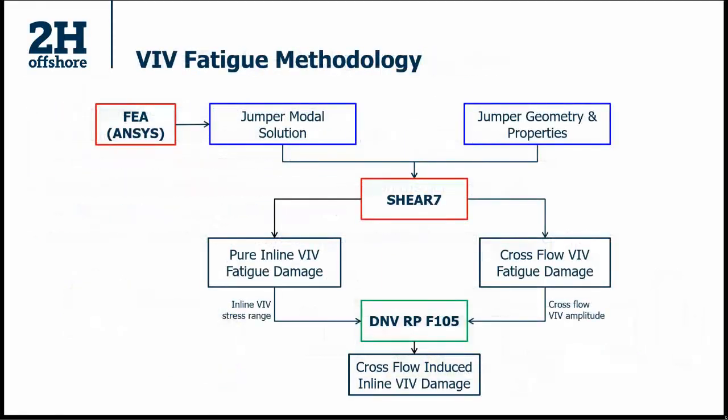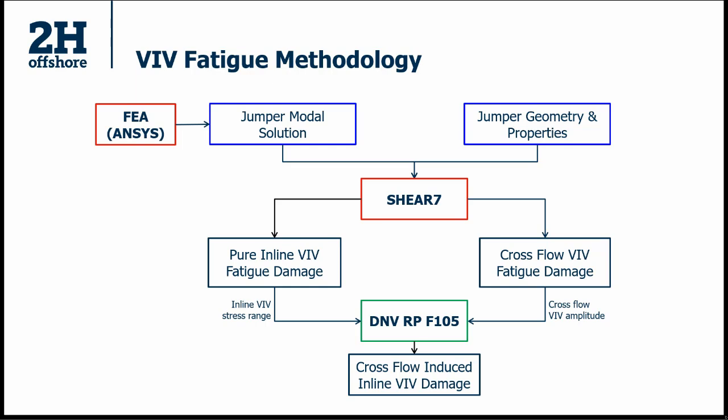Okay, so we did VIV fatigue analysis for all these 12 jumpers, and this slide shows the flow chart of how we went about it. Basically, for VIV analysis, the first thing you do is build a FEA model of your jumper. You can use any standard FEA tools available. In this case, we used ANSYS. The purpose of the FEA is to do a modal analysis and calculate the modal properties of your jumpers, your frequencies of vibration, curvatures, mode shapes, etc. And all that feeds in as an input into Shear7.